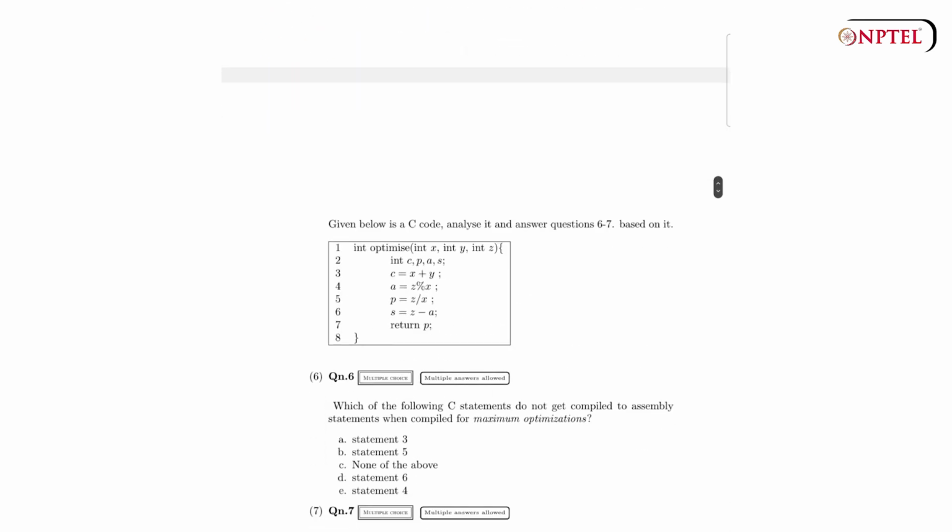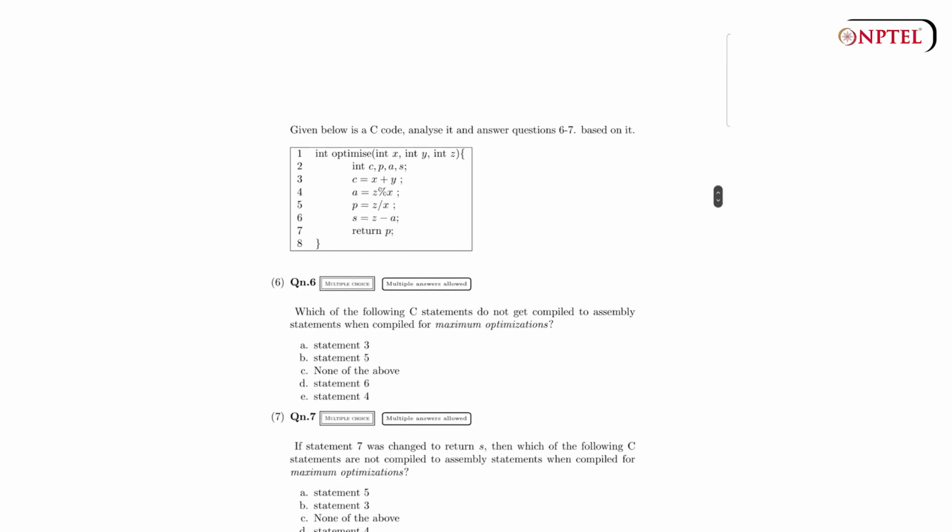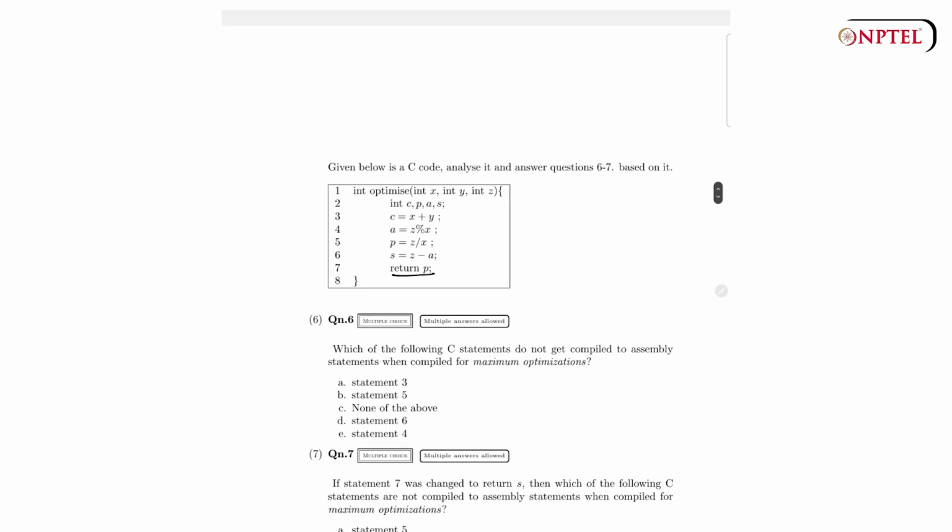Next, let's go to this question. Given below the C code, analyze it and answer the questions. Which of the following statements do not get compiled by assembly when compiled for maximum optimization? So what happens when you're doing maximum optimization is the compiler just looks at what it wants to return, and then it'll do the operations only to achieve what it wants to return.